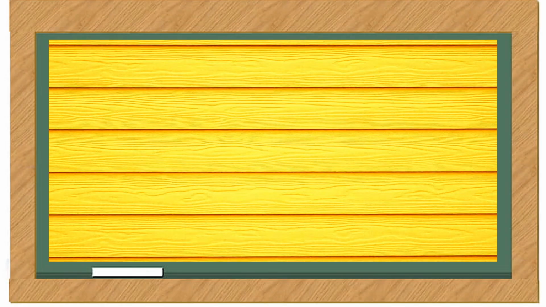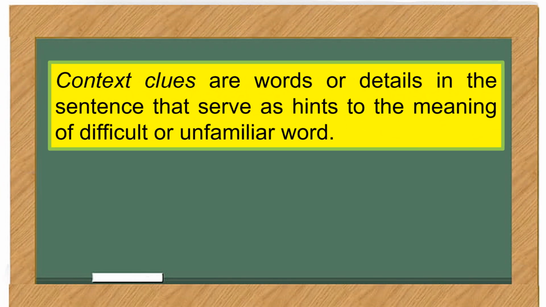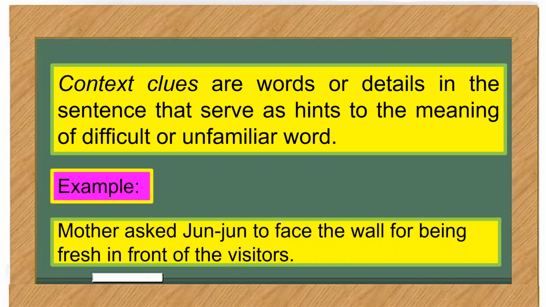Today we're going to study context clues. Context clues are words or details in the sentence that serve as hints to the meaning of a difficult or unfamiliar word. For example, Mother asked Junjun to face the wall for being fresh in front of the visitors.